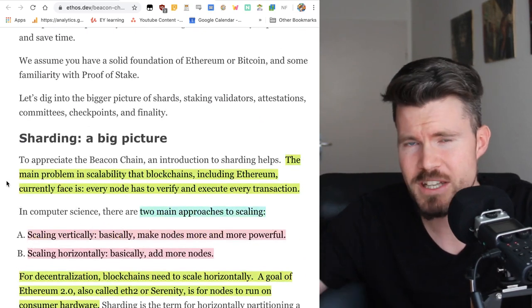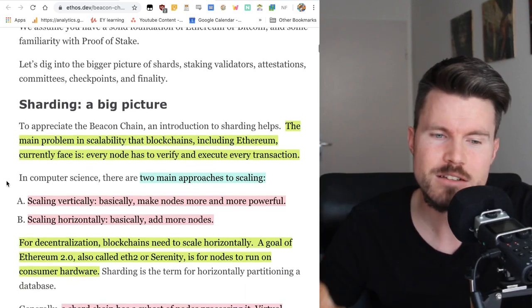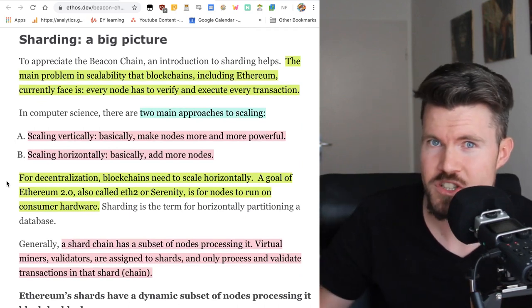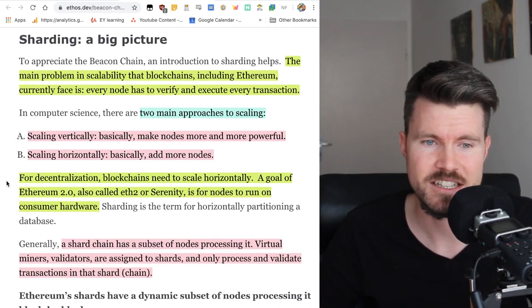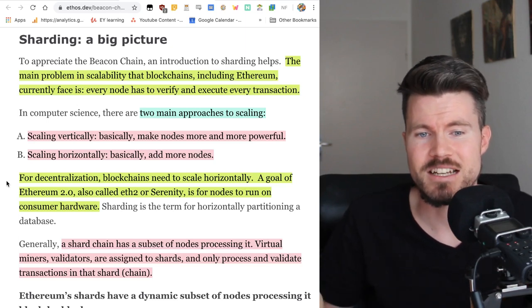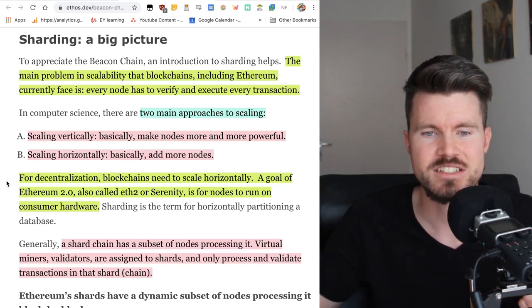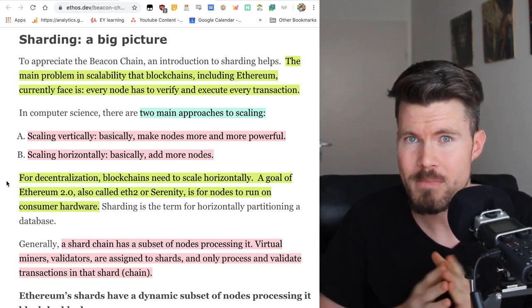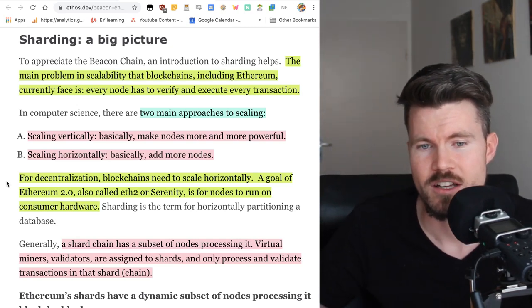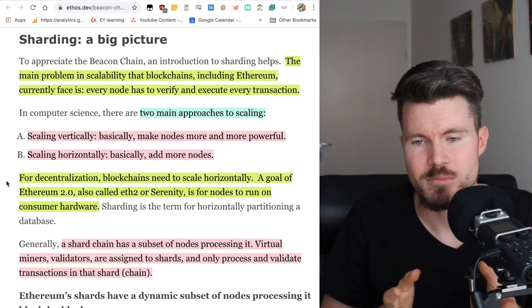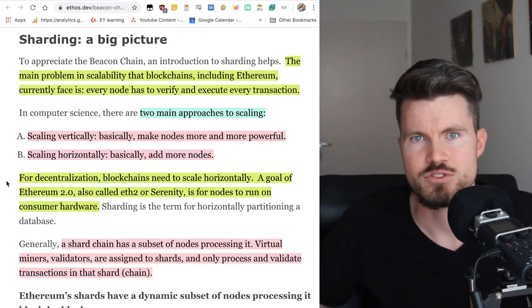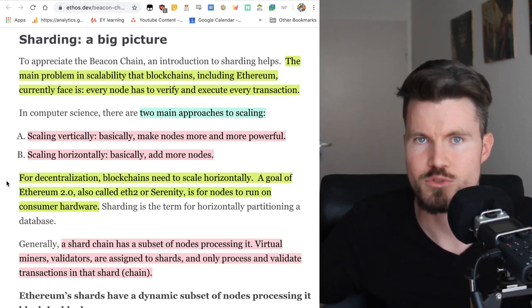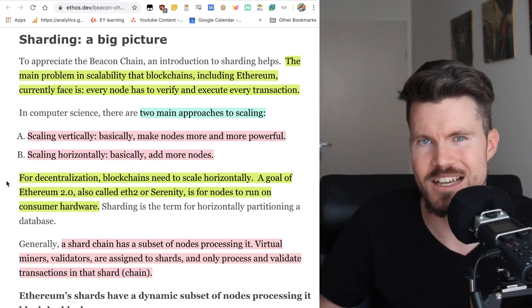Before we start with the beacon chain, let's explain the main problem that is plaguing Ethereum. Not only Ethereum, many other blockchains have the same issue, and that is scalability. The main problem is that every node has to verify and execute every transaction. When you've got many, many transactions, that's going to be a problem if the system cannot handle several thousands or millions of transactions. Then at some point, the system stops working.